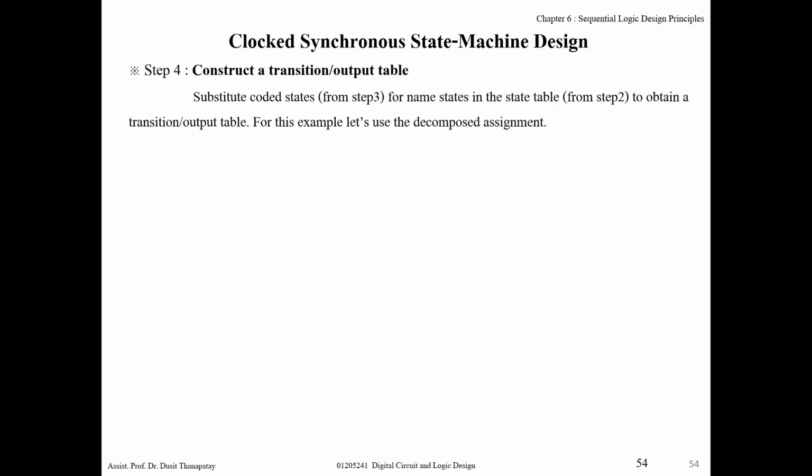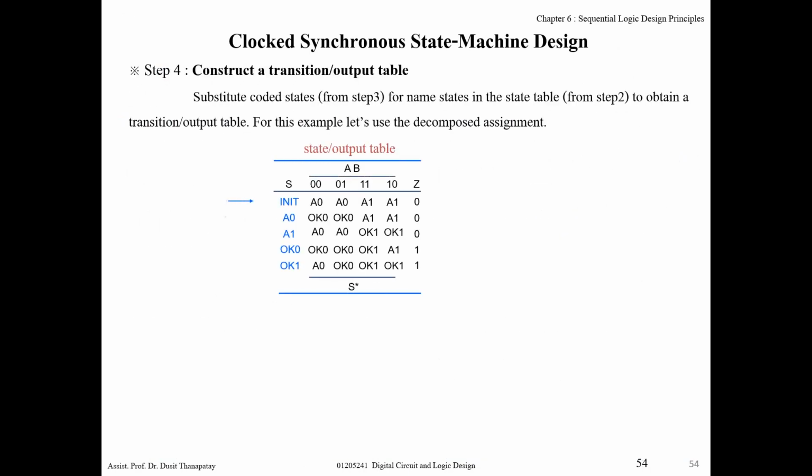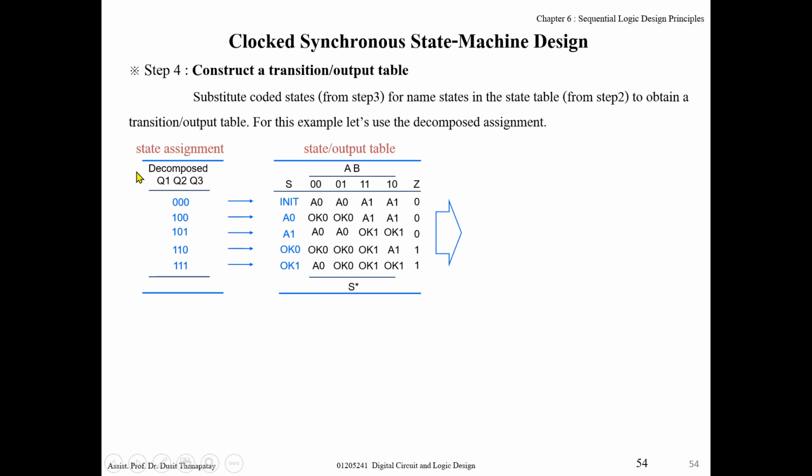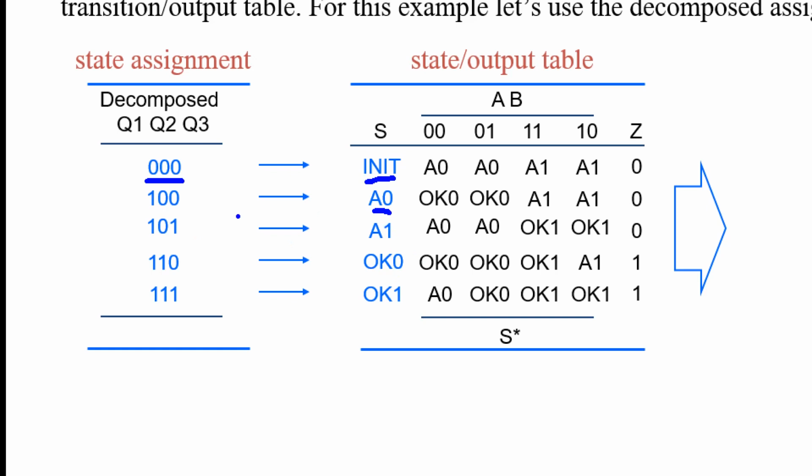Now, after you determine the state assignment for each state, in this example, let the initial state be represented by 0, 0, 0 for variables q1, q2, and q3. And a0 is 1, 0, 0, a1 is 1, 0, 1, ok0 is 1, 1, 0, ok1 is 1, 1, 1.